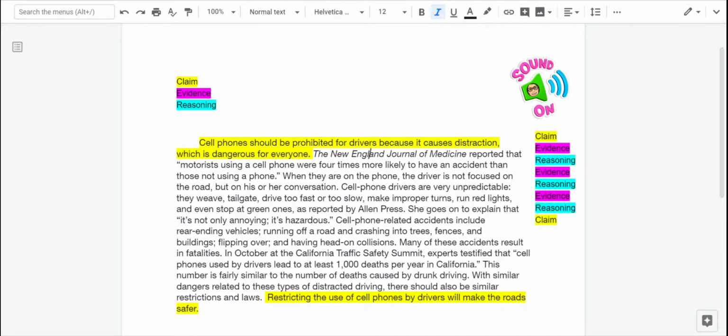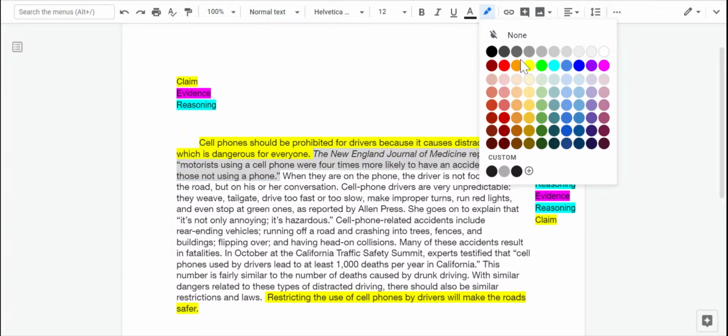So if I take a look at the next sentence here, I'm reading, it says here, the New England Journal of Medicine, oh, that sounds like somebody else, reported that motorists using a cell phone were 4 times more likely to have an accident than those not using a phone. That is the end of my quote, and that is the end of my evidence.